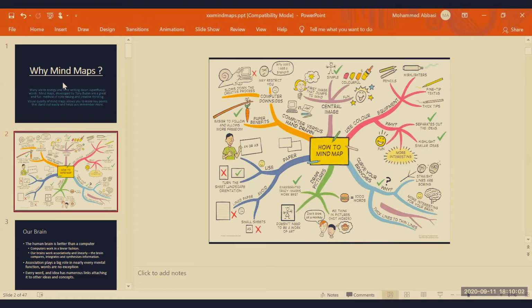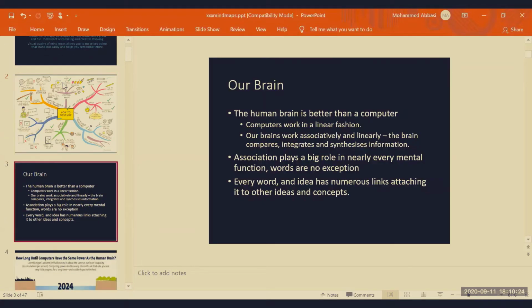When I finish this, I will send you a copy of this presentation as well, so you can go through it in your own way, in your own time. This just gives you the brief outline of what a mind map is and how it works: a central image, using color, branches, etc. Now let's go on to the second bit.